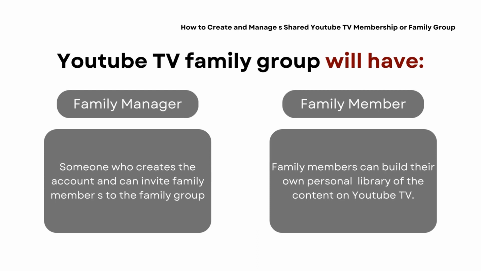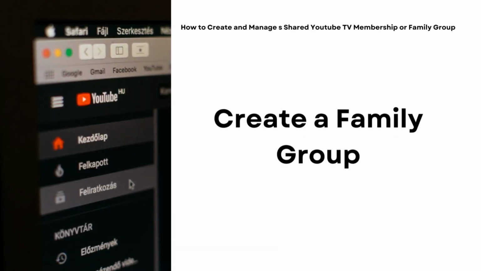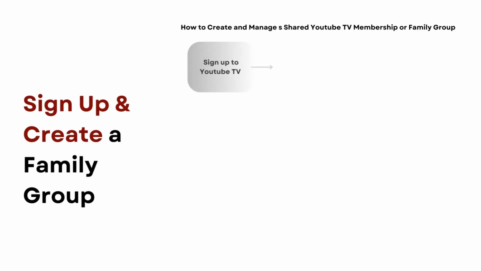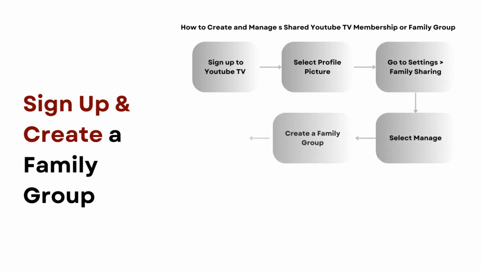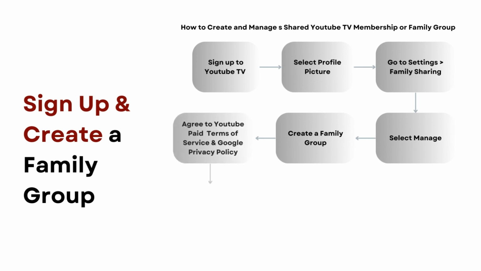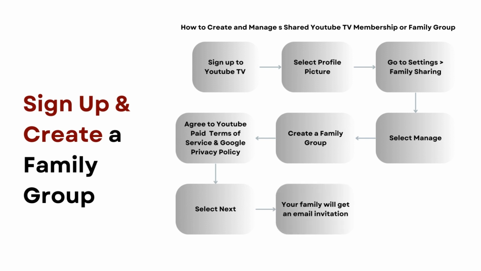Now let's talk about creating a family group. So first, sign up to YouTube TV. Select Profile Picture, go to Settings and Family Sharing, select Manage, create a family group, agree to YouTube paid terms of service and Google privacy policy, select Next, and your family will get an email invitation. Then use Google account to sign in and you're done.